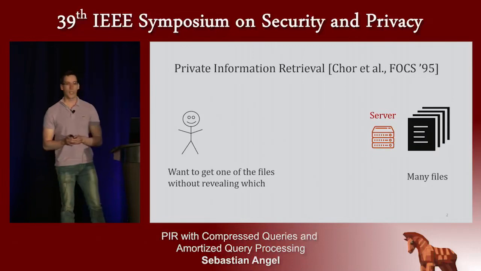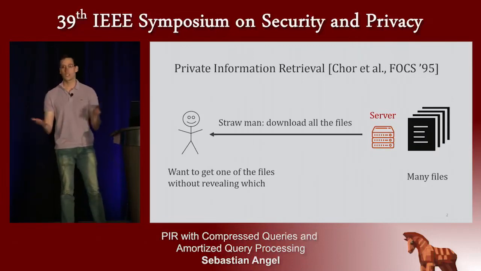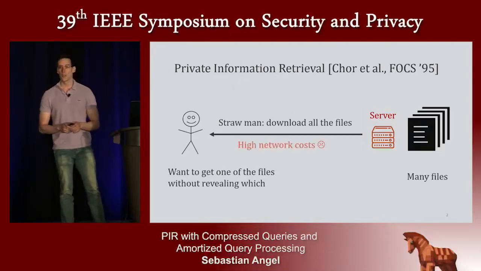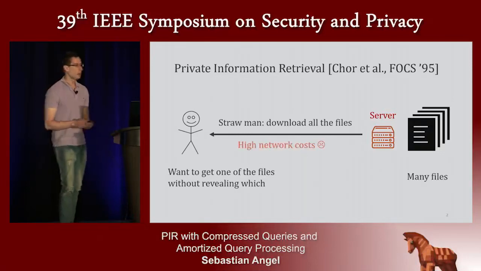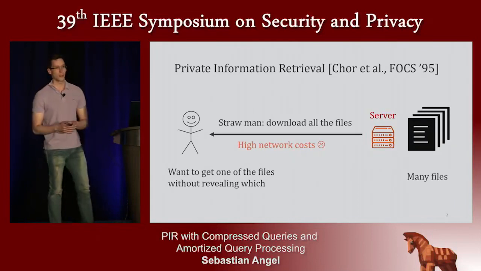One way in which the client can do this is the client can just download the entire database and then locally select the file that he or she cares about. But this has very high communication costs. So the purpose of PIR protocols is to achieve this privacy guarantee, but at a much lower communication cost.